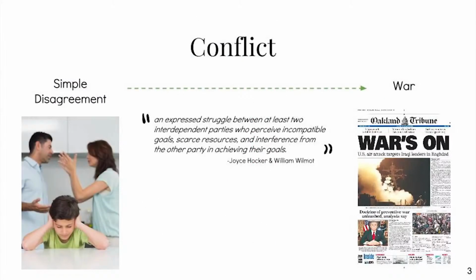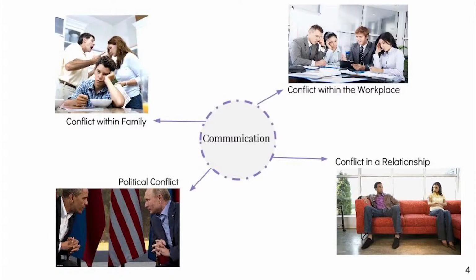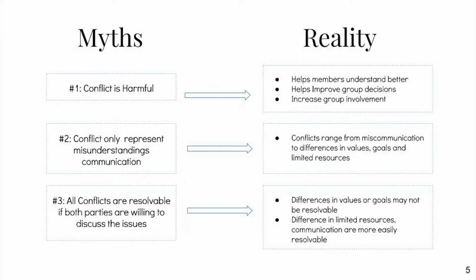So let's begin. Conflict can range from a simple disagreement between a boyfriend and a girlfriend to war between countries. Hawker and Wilmot described conflict as an expressed struggle between at least two independent parties who perceive incompatible goals, scarce resources, and interference from the other achieving their goal. This definition emphasizes the central role of communication. Most, not all, conflicts revolve around the lack of communication, whether it's between family members, in the workplace, or relationships. Conflicts usually cause discomfort between the participating parties, but it doesn't all have to be negative.